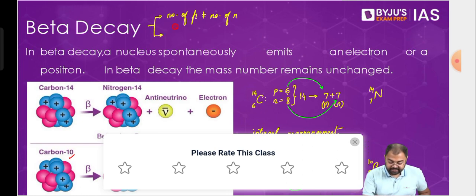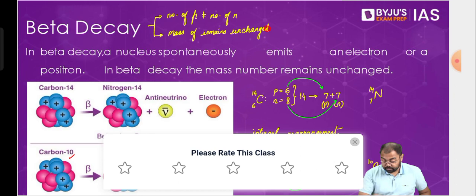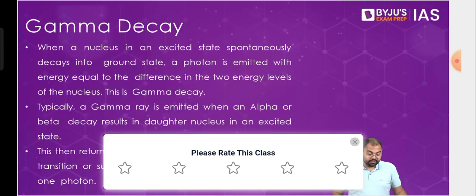So in beta decay, just remember that the mass number remains unchanged. Mass number does not change. 14 remains 14 and 10 remains 10. Just that a more symmetrical structure is what we gain from here. Then after this we have gamma decay.